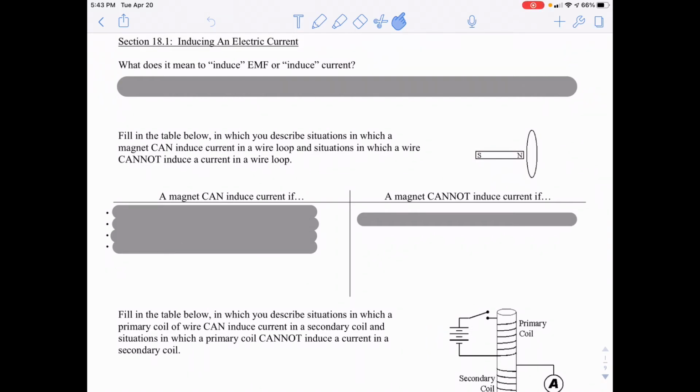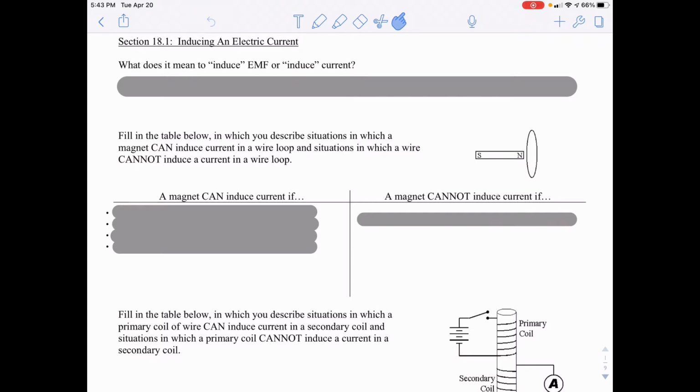Hello and welcome back. In this video, we're going to take a look at some of the concepts and calculations that go with electromagnetic induction. And we will be filling out our notes and our examples that go along with this particular section.